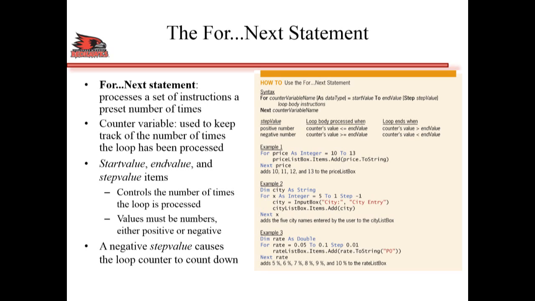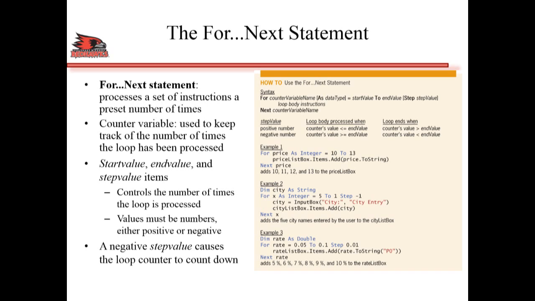So there we have 3 examples here. We start with for price as integer equals 10 to 13, meaning that we have some price variable which will be going up from 10 to 13, and each time we convert this numeric variable price to a string and add it to a list box called price list box. So basically to this list box we're adding 10, 11, 12, and 13, making a list box containing all these numbers.